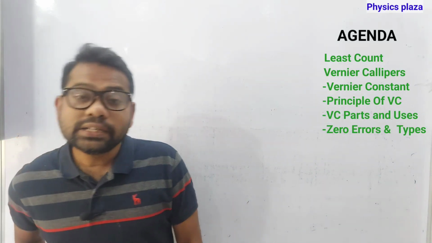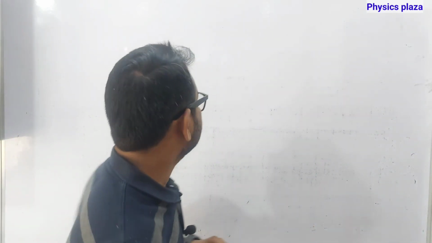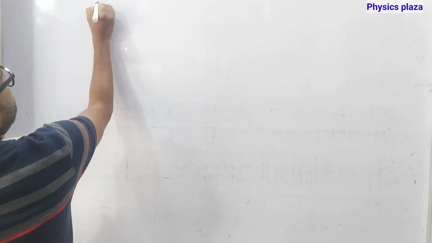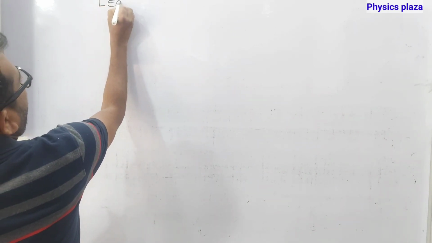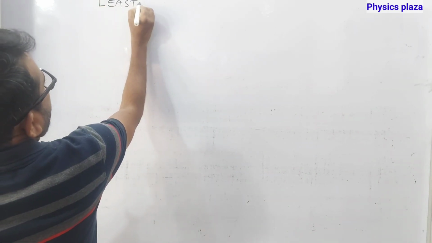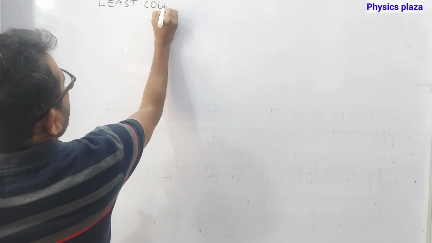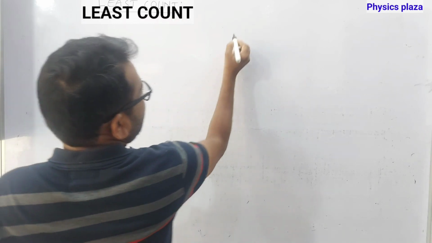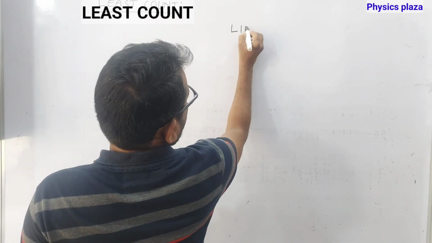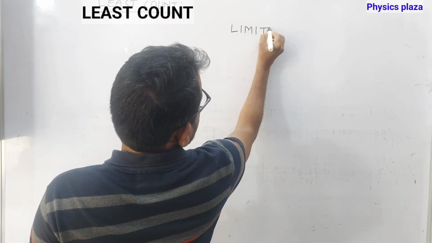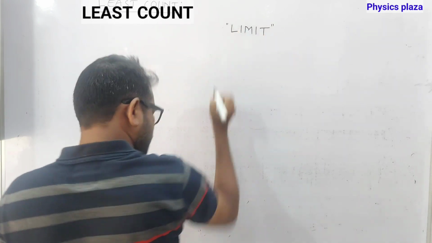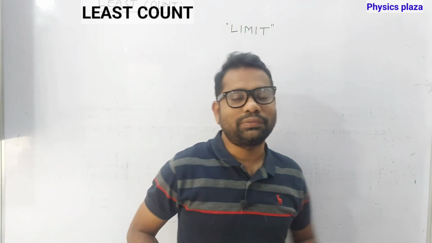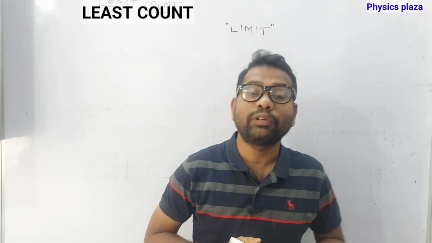Children, first let us try to understand what actually least count is. Before understanding this, let us think about one word called limit. Children, this word is generally used in our day-to-day life also.